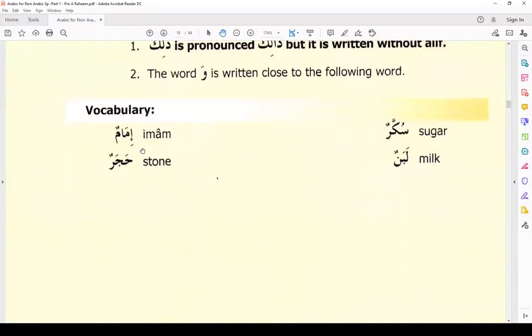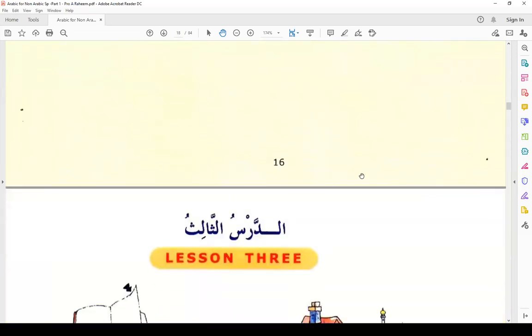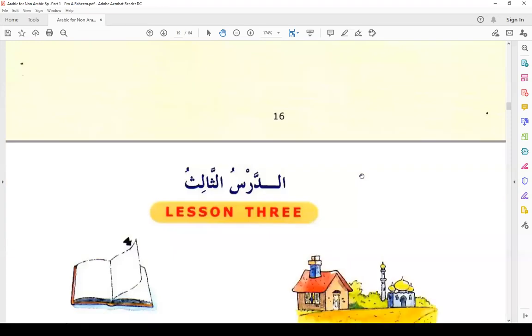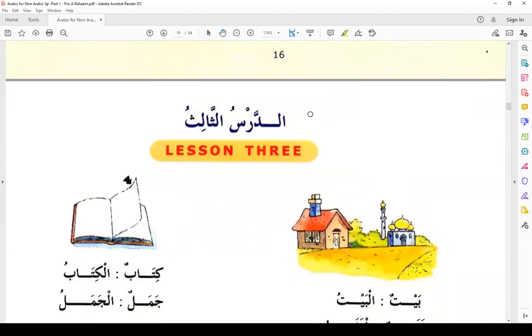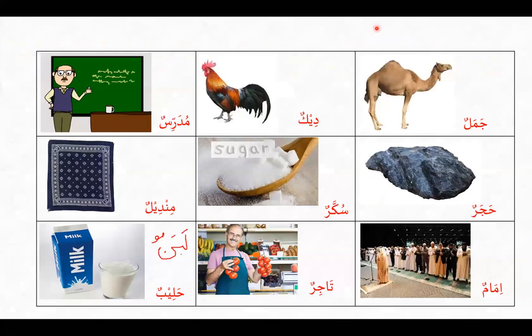Some vocabulary that was done. Imamun, imam. Hajarun, stone. Sukkarun, sugar. Labanun or halibun, as we said, milk. And that is the second lesson. Next week, inshallah, we'll start at this point, which is ad-darsu thalith. So you all can review and make sure you learn up all those words and practice those simple statements within and around your home. Okay, so we will conclude that part of it, which is the Medina book by Professor Abdul Rahim, and we'll continue with our grammar here.